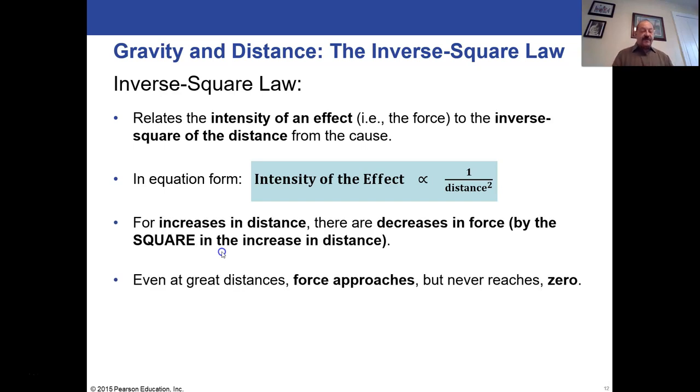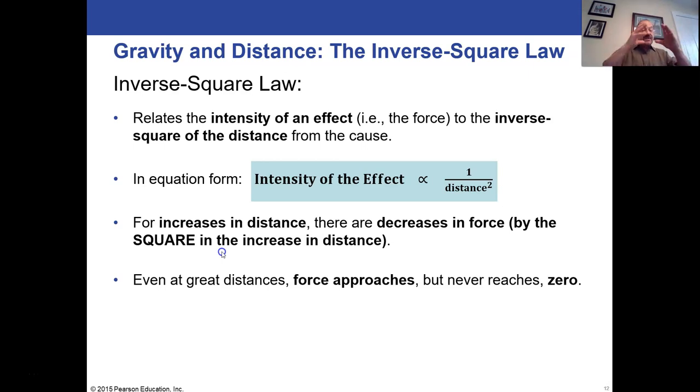So, for example, for increases in distance, there are decreases in force by the square of the increase in the distance. What does that mean? If I triple the distance, I will decrease the force of gravity by threefold squared. In other words, I increase the distance threefold, I will decrease the force ninefold. If I increase the distance tenfold, I will decrease the force by 10 squared, 100-fold.